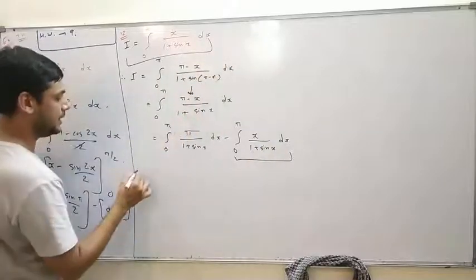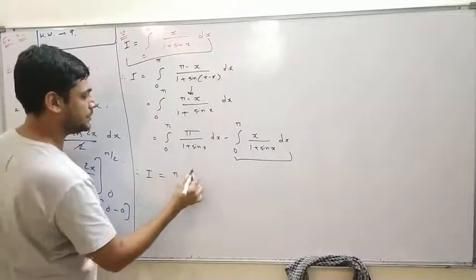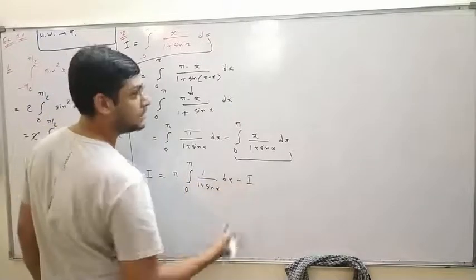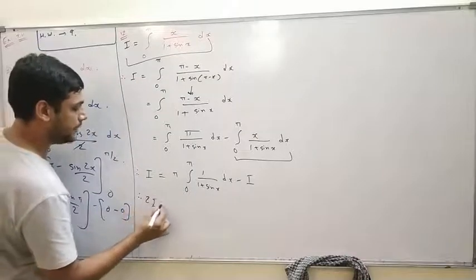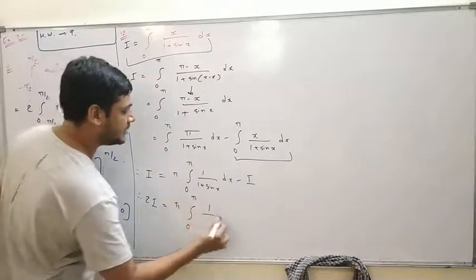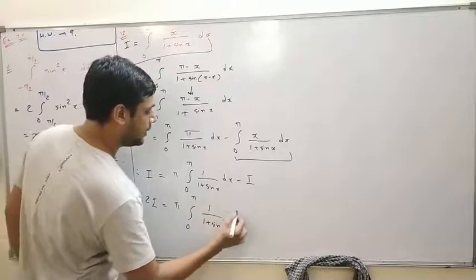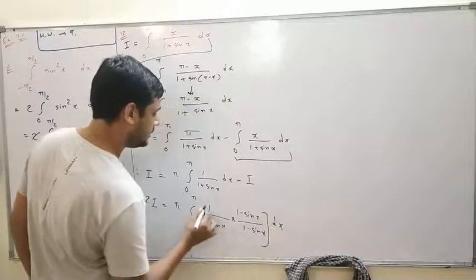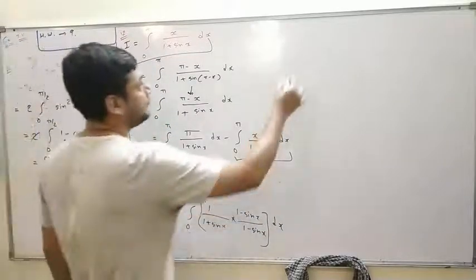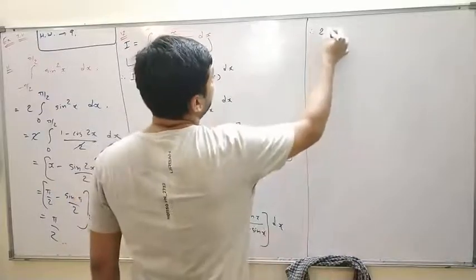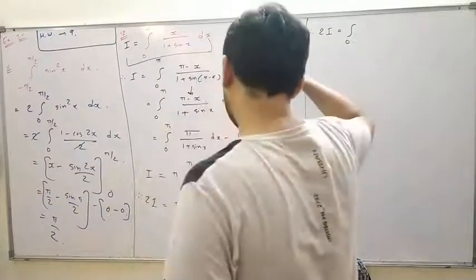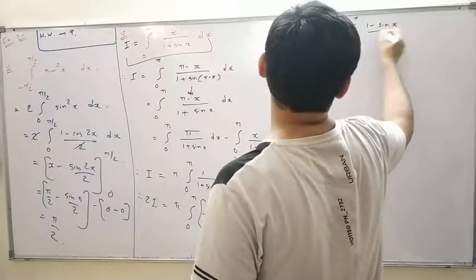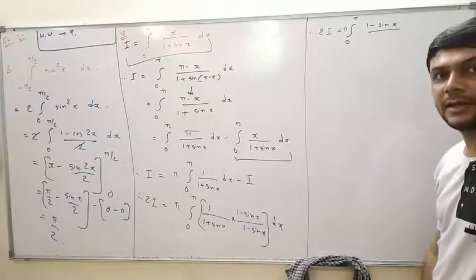Means I can write I is equal to, here pi is a constant, pi times the integral from 0 to pi of 1 upon 1 plus sin x dx, minus I. Taking minus I to this side, we get 2I. How do we generally integrate this? Okay, multiply by the conjugate and then divide. So multiply by 1 minus sin x and divide by 1 minus sin x. So 2I is equal to pi times the integral from 0 to pi of (1 minus sin x) upon (1 plus sin x)(1 minus sin x), which is 1 minus sin square x.